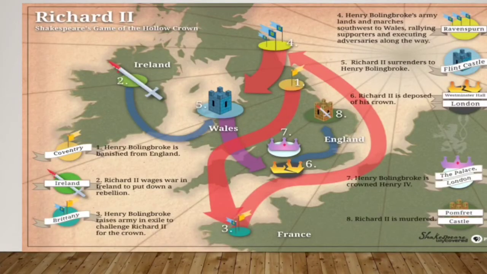So this is a map of Richard II, the play written by William Shakespeare, and the play differs from the historical account. Now, this is what happens in Richard II, the play. It happens here first. One, that is in Coventry, Henry Bolingbroke is banished from England. So here, Henry Bolingbroke, son of John of Gaunt, is banished from England.